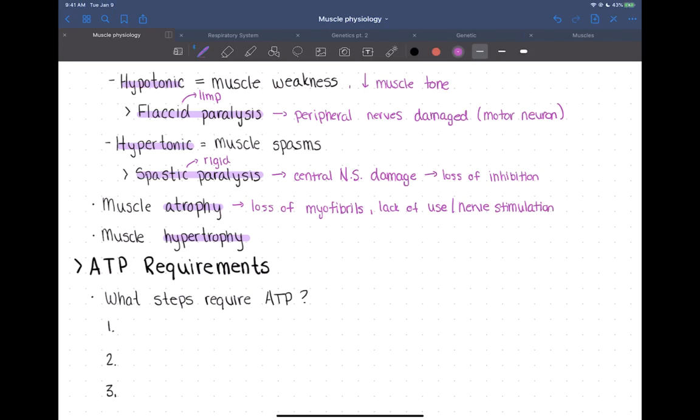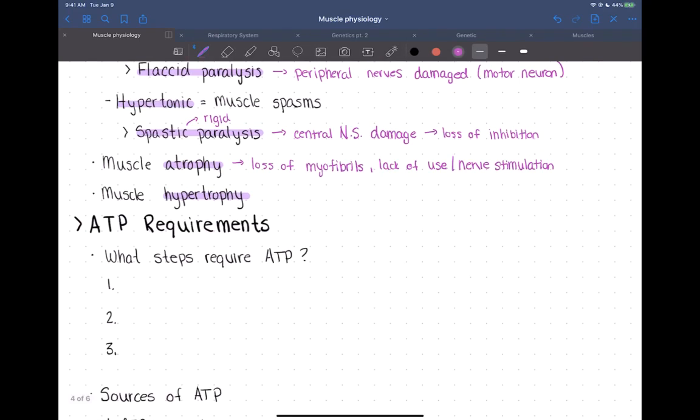And if this atrophy is prolonged, it can become irreversible. The actual muscle cell, if you have prolonged atrophy, can be replaced with fibrous tissue. So you lose that cell entirely, and that's when atrophy becomes irreversible.